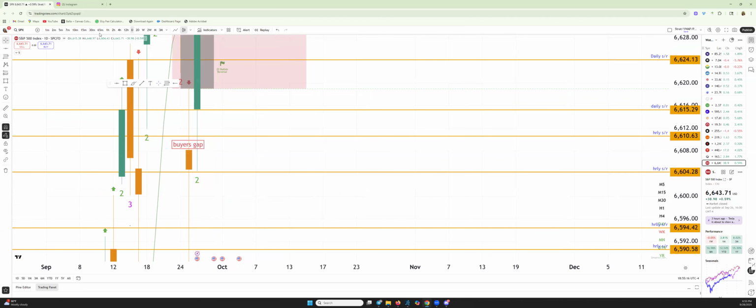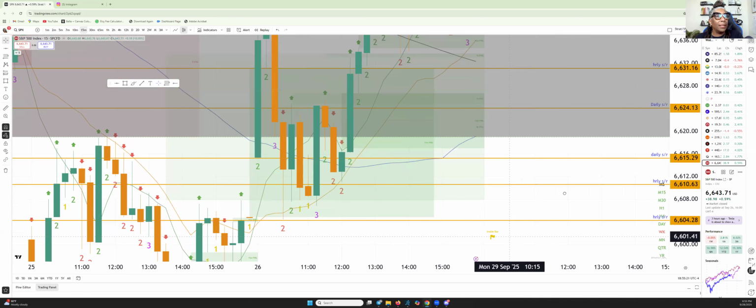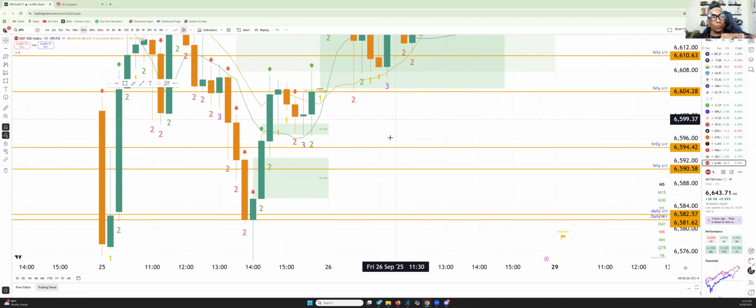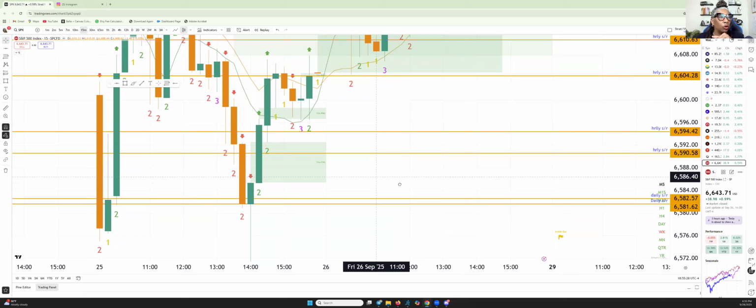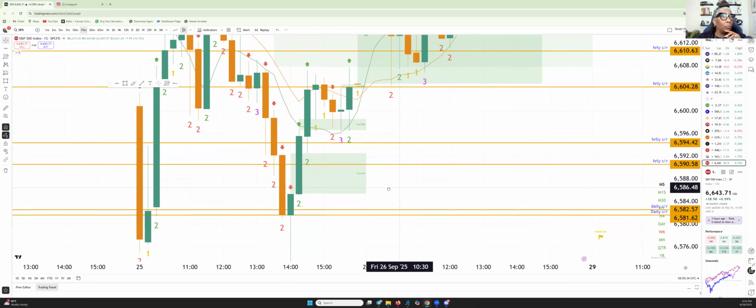What's the difference between the red and the green shade? Both of them are fair value gaps, yeah. The red is a bearish fair value gap, so it was created when price was coming down. And the green one was created when price was going up. So green is bullish and red is bearish.